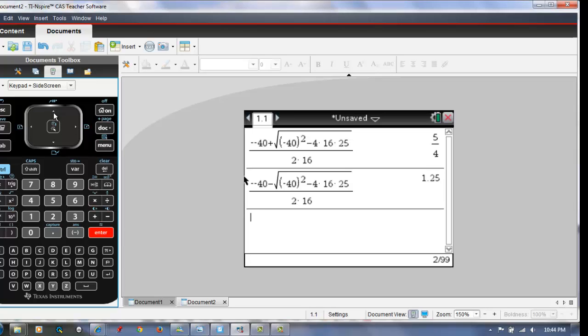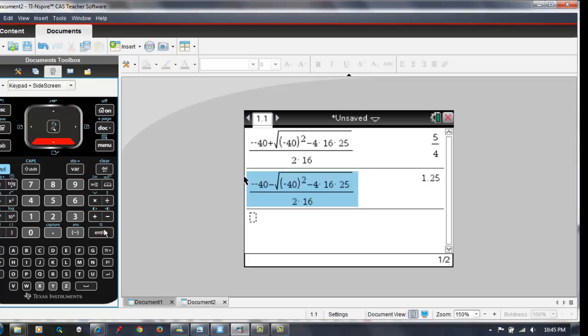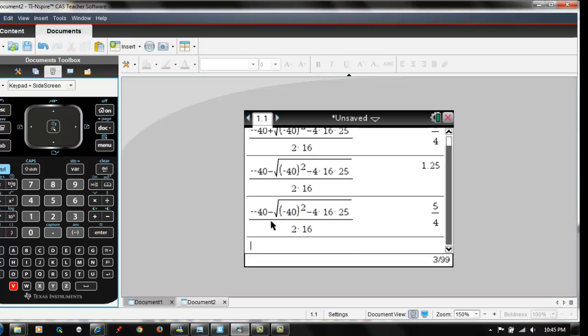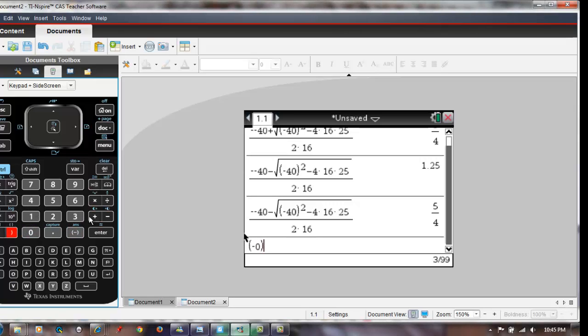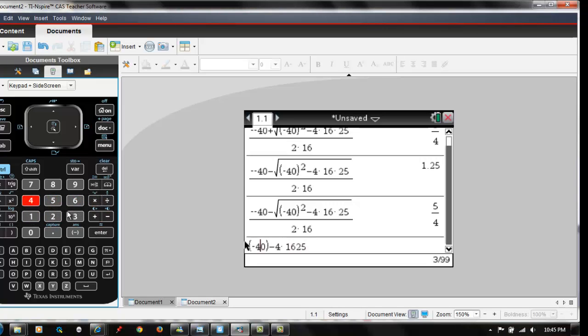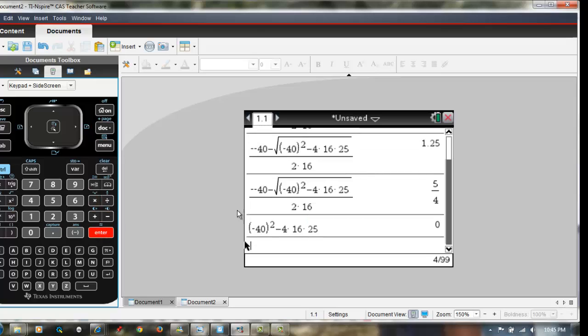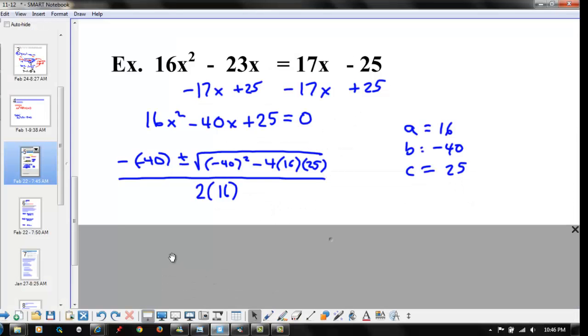By the way, I'm interested in knowing what is just this one part of the problem here, just the negative 40 squared minus 4 times 16 times 25, just this part right here. So let's see if we can just evaluate just that part. Let's just do the parentheses, negative 40, close parentheses, squared, minus 4 times 16 times 25. And notice that that part underneath the radical was equal to 0. That's going to be an interesting result for us in just a little bit.